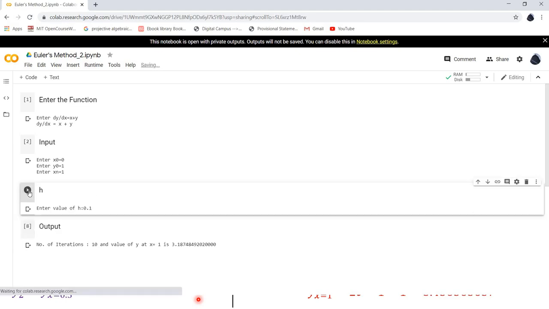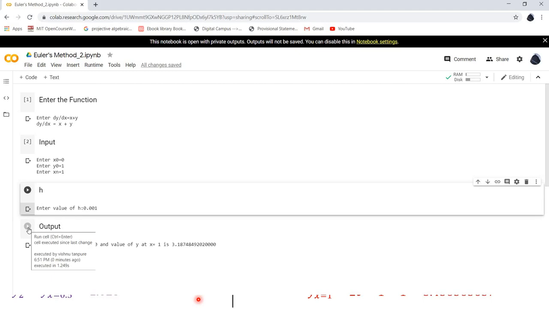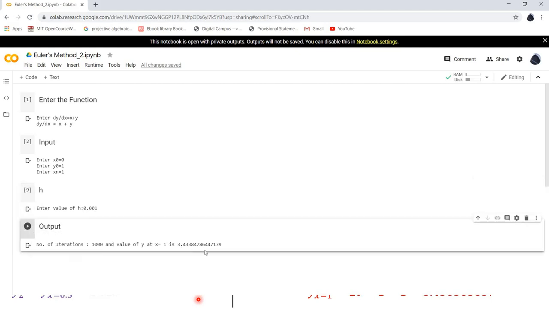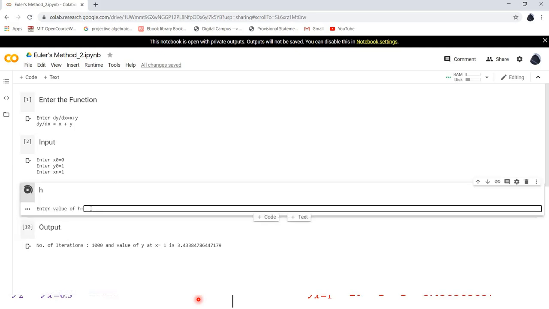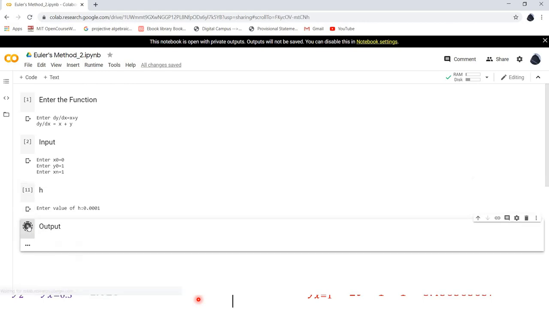Let's further change this value of h to 0.001. In this case there will be, I guess, 1000 iterations, but this will give you the answer within seconds. See, the number of iterations is thousands, and the answer is 3.4338, which is a very good answer. Okay, so this is how by changing the value of h we can get a very good approximation.